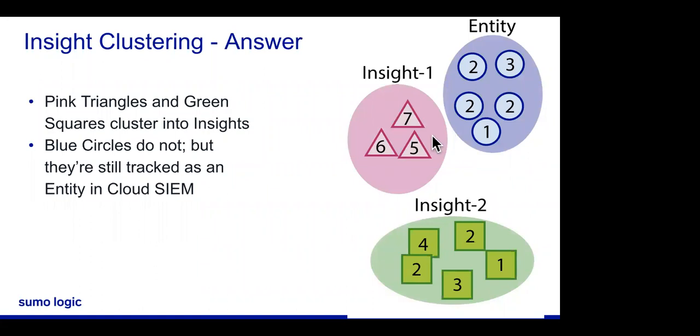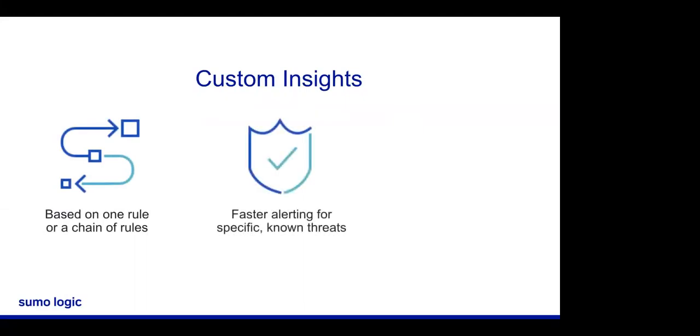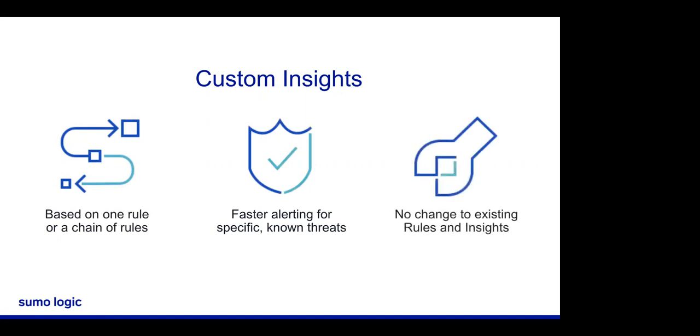So when a rule has a score, that score gets added with other signals that are dealing with the same entity. And if that happens over a 2-week period of time, and the total is greater than or equal to 12, it fires off the insight. So sometimes you may want to create a custom insight. It'd be based on one rule or a chain of rules, whatever you want. Again, it allows for faster alerting for specific known threats and no change to existing rules or insights. So it's a way for you to deal with things.